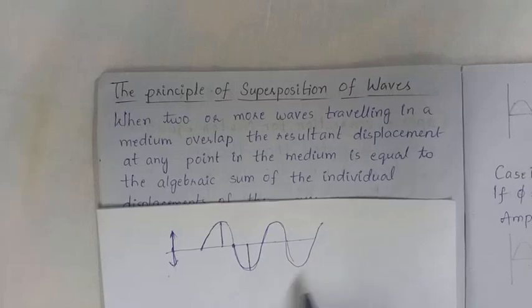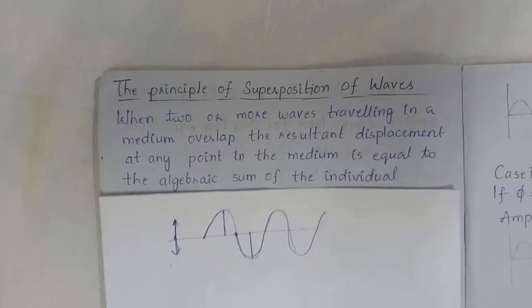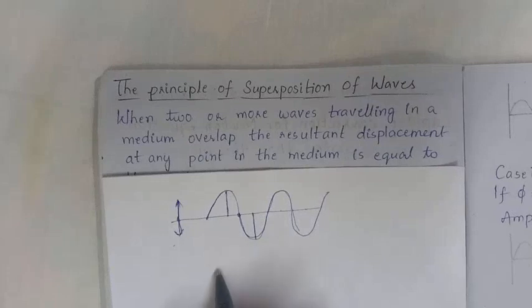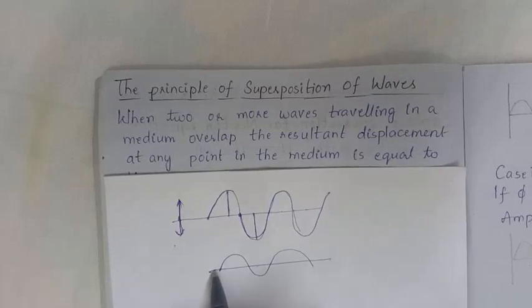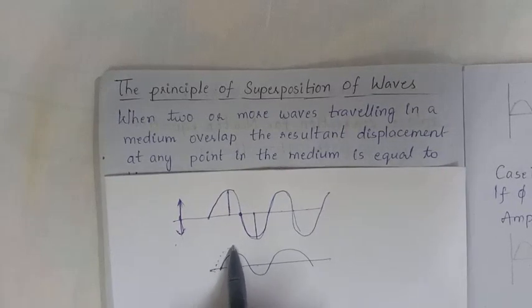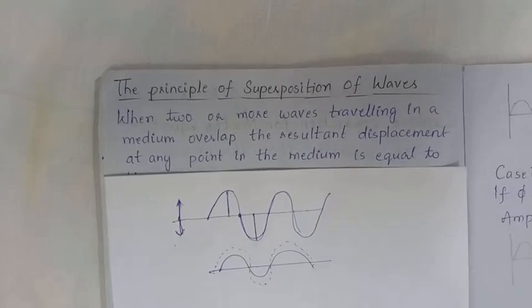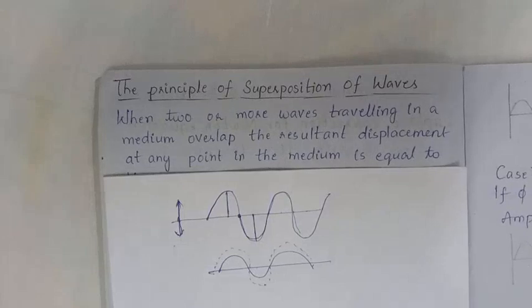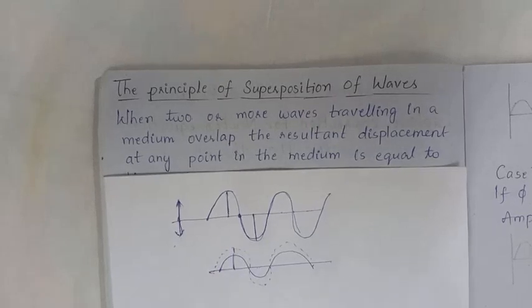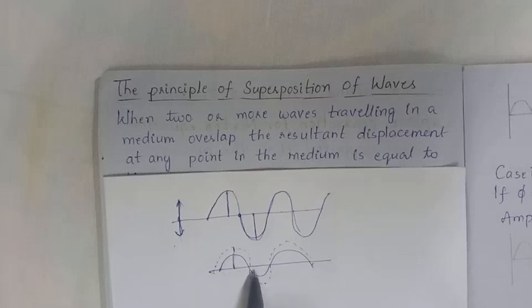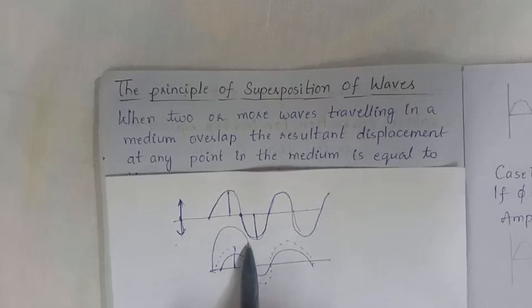Suppose there are two or more waves. This is one wave, and this is another wave, which I will draw dotted. When these two waves interfere, the resultant amplitude here is maximum, and here is the amplitude for this dotted line. So when these two interfere, we get the maximum amplitude.